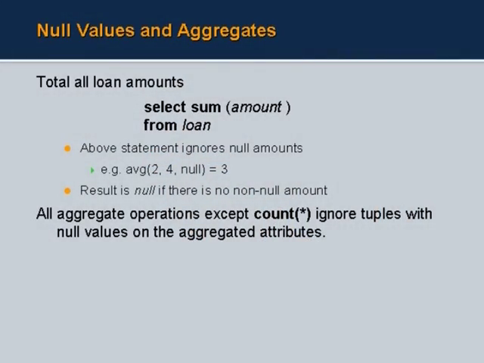Now, what if the group has only null as a value? All the values in the group are null. Then what is sum? Null. Average, null. Okay. So all the aggregate operations except count star ignore the null value when they aggregate. So you're aggregating on some value. If it's a null value, it just ignores it. Count star is separate in that it counts nulls also. It counts the total number of tuples in effect. Whether the value is null or not is irrelevant.